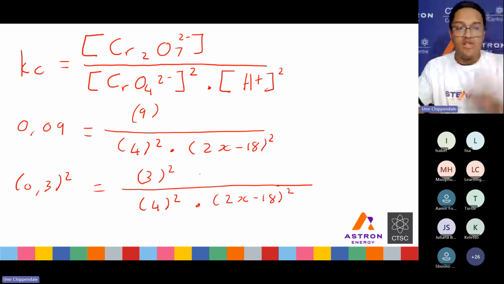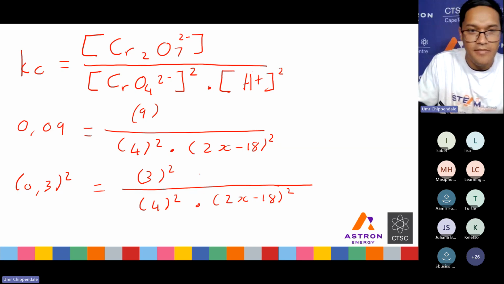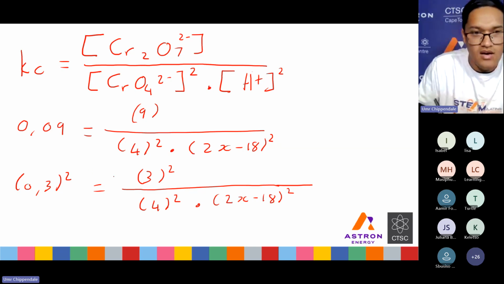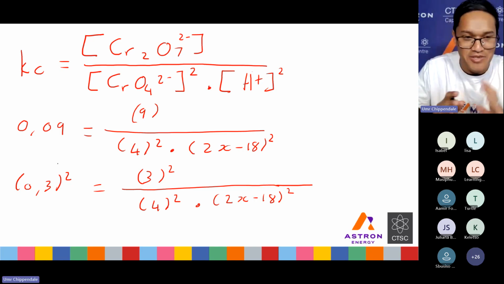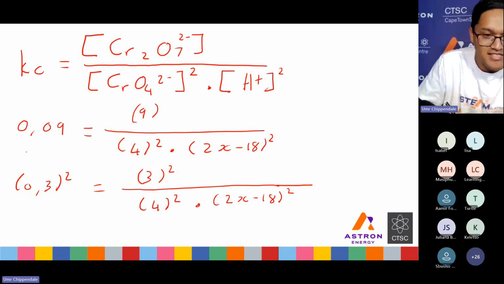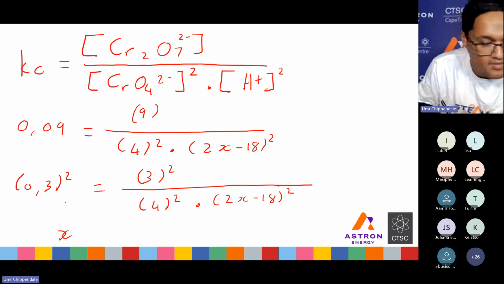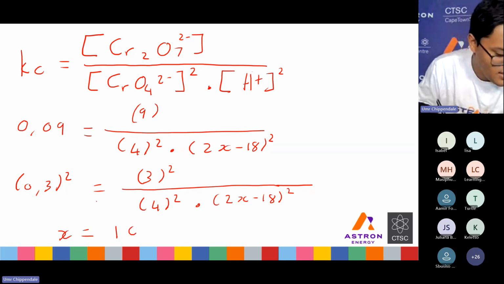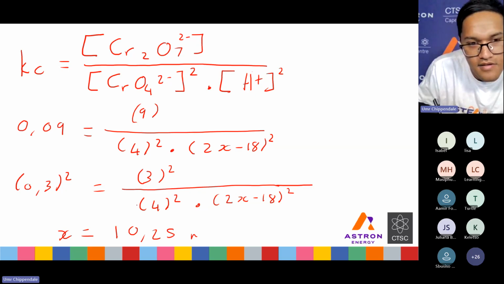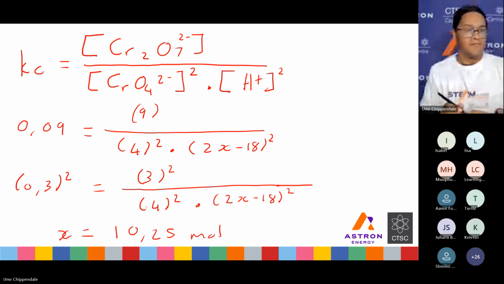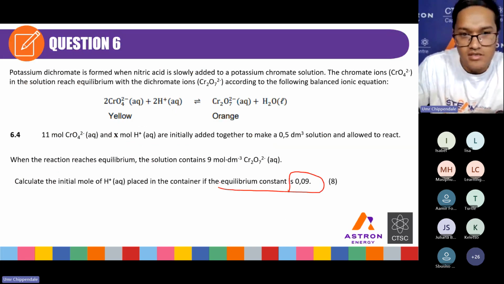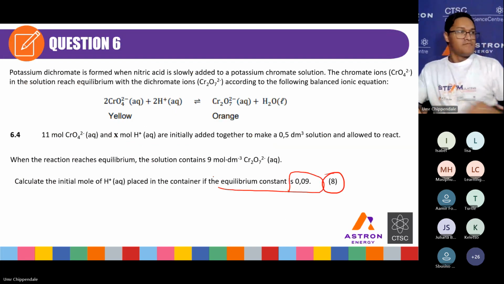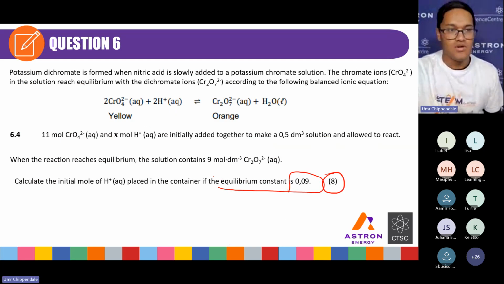Now, you then rearrange this entire formula. Then, of course, you are going to divide on the one side and multiply on the other. By now, all of you should know how to make x the subject of the formula. If you do make x the subject of the formula, that means x is going to be equal to 10.25 moles. And that is all going to be worth 8 marks. And that was 6.4, question 6.